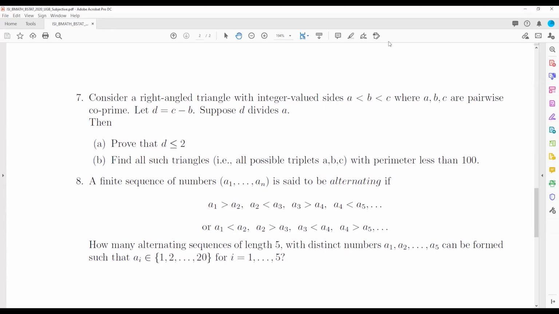Let's solve problem 7. So it says consider a right angle triangle with integer valued sides where a is the smallest side and b is greater than a and c is greater than b, and so that means c is the hypotenuse and the lengths a, b and c are pairwise co-prime, and d is the difference of c and b, and also d divides a. So the first part we have to prove is that d is less than or equal to 2. So let's go for the first part.